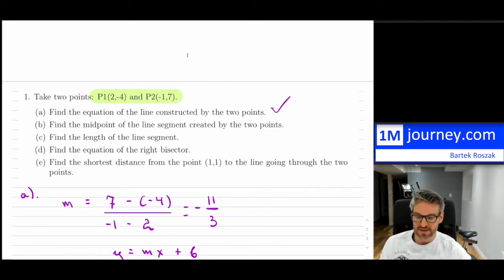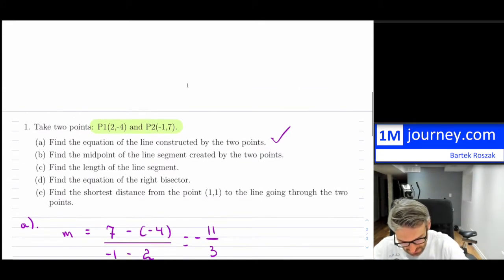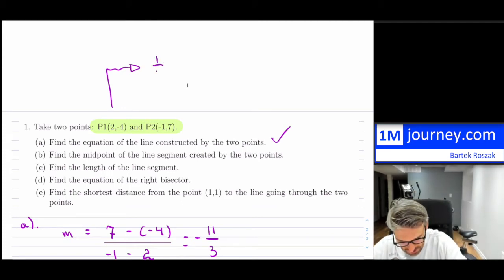Now part B says find the midpoint of the line segment created by the 2 points. The midpoint is basically the middle point. So on the x, we have to add the x values to get the midpoint and then divide by 2. In this case, it's -1 plus 2, which is just 1, divided by 2. So that's going to be 1 over 2.